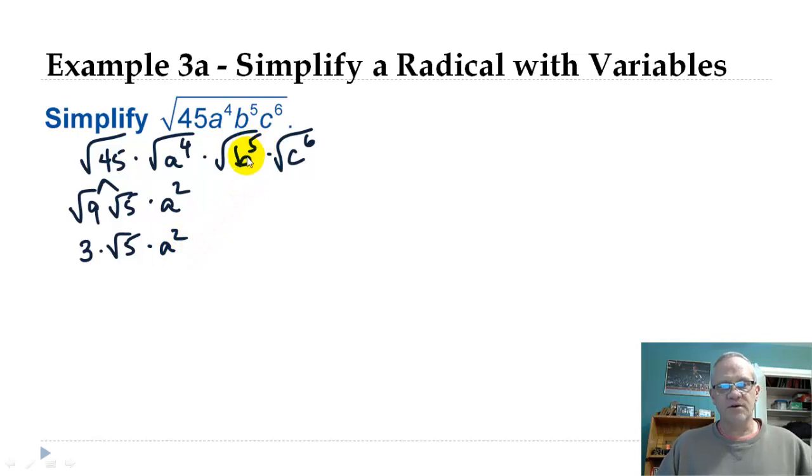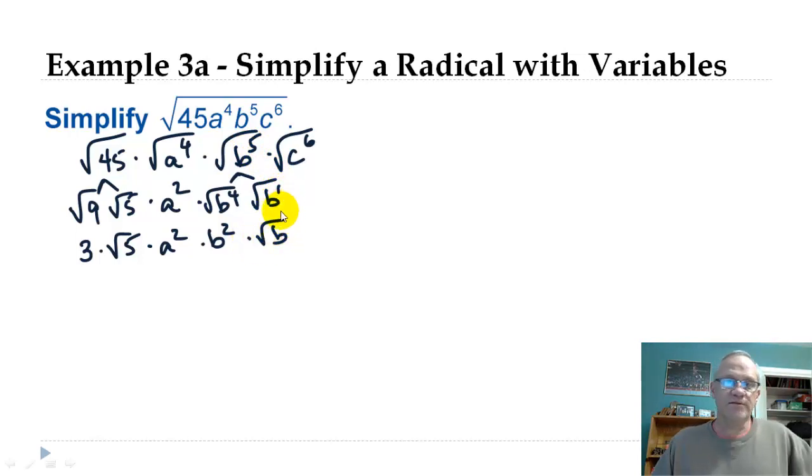Now what's going to happen here? This doesn't divide evenly, 5 divided by 2. So what we can do is split this up again: square root of b to the fourth, because that's even, right? 4 divided by 2 would be 2. But we have one b left over. If we used up 4 of our b's, we've got 1 left over, or b to the first, or just square root of b. So that's like the one that didn't get a date and couldn't come out of the house.